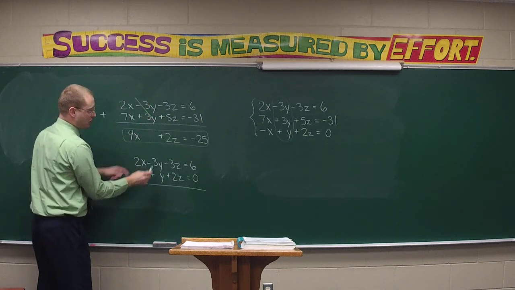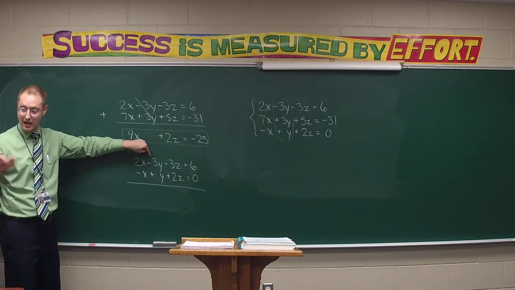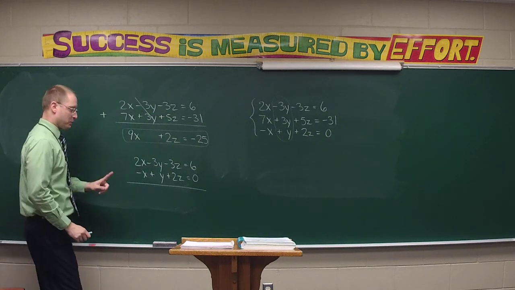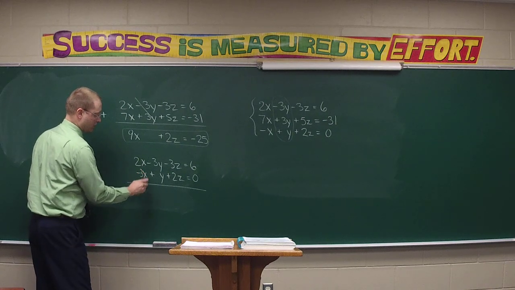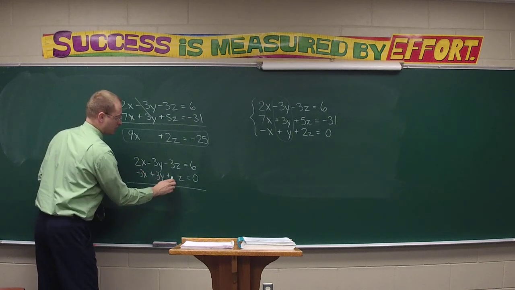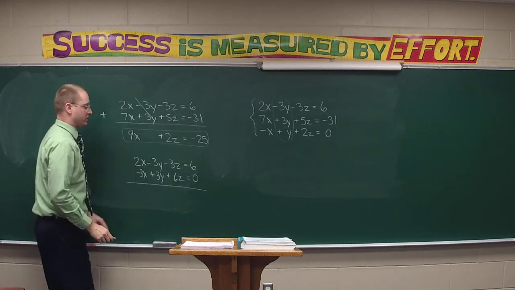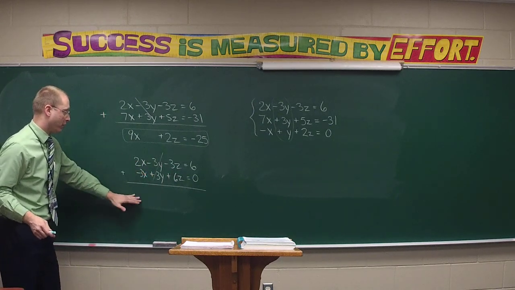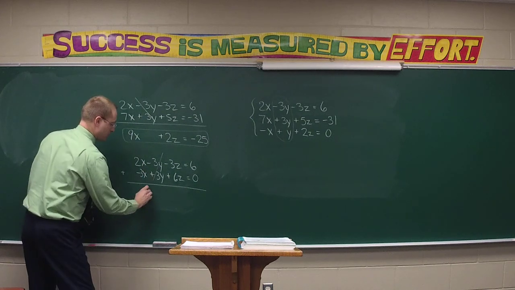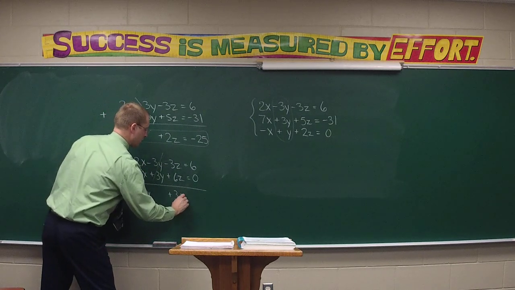What do I have to do to get the y's to cancel a second time? Multiply the bottom by 3. Let's multiply the bottom by 3 to get negative 3x plus 3y plus 6z equals 0. Yeah, and still equals 0. And now, when I add them together, once again, y's cancel out. What do I have now? Negative x plus 3z equals 6.